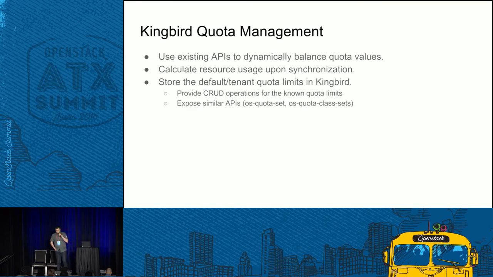Like I said, minimal or zero impact on existing OpenStack services means that we are basically using existing APIs to dynamically balance quota values, to calculate in real time the actual resource usage of tenants, and use these values for synchronization. On top of that, we also implemented APIs to set, delete, and update global quota limits, and these APIs are similar to the ones Nova, Neutron, or Cinder already have. So if you're familiar with the structure of those APIs, it shouldn't be any problem for you to use Kingbird quota management.